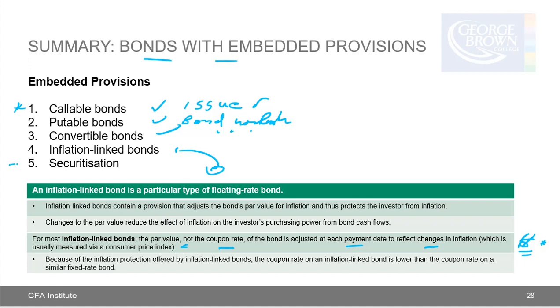And then we looked at securitization with regards to asset-backed securities, which improves liquidity. If it improves liquidity, investors are going to pay a higher price, so they're willing to accept a lower return.